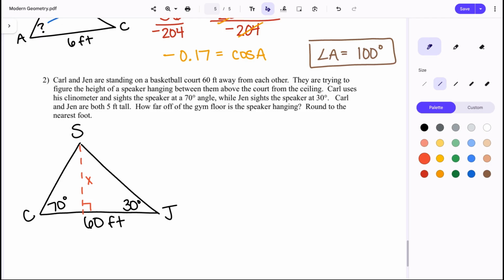Okay, and then let's just try to fill in what else we know. If we know that the bottom two angles are 70 and 30, how much would that leave for the angle at the top of my triangle? 80. So I'm going to go ahead and just write that in here. This would be 80 degrees.